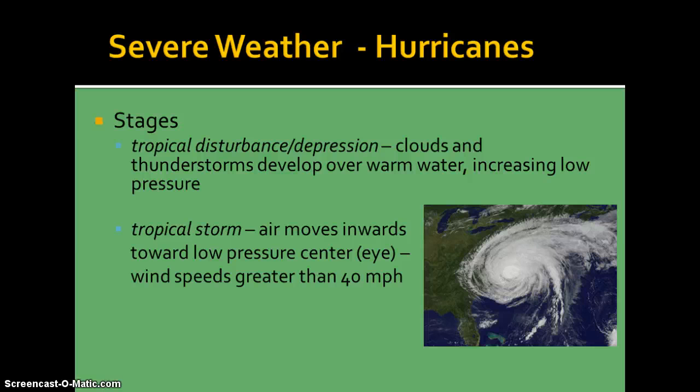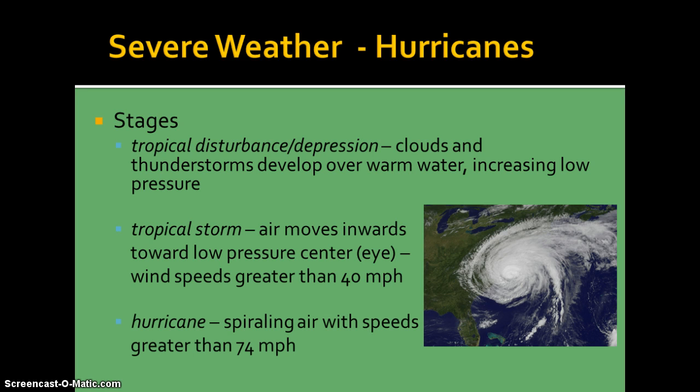So once the low pressure center, or the eye, forms at the center and the wind speeds are greater than 40 miles per hour, we call it a tropical storm. When it reaches wind speeds higher than 74 miles per hour, it becomes a hurricane. We give it a name when it's a tropical storm.